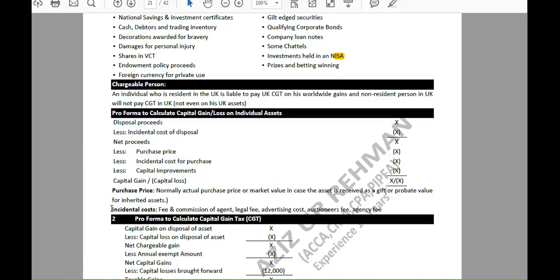Next one is incidental costs. Friends, we have already discussed incidental costs. Equally, if in the previous year we have capital gains, obviously we will pay tax in the previous year, and in the current year we have capital loss, we will not pay tax in the current year.